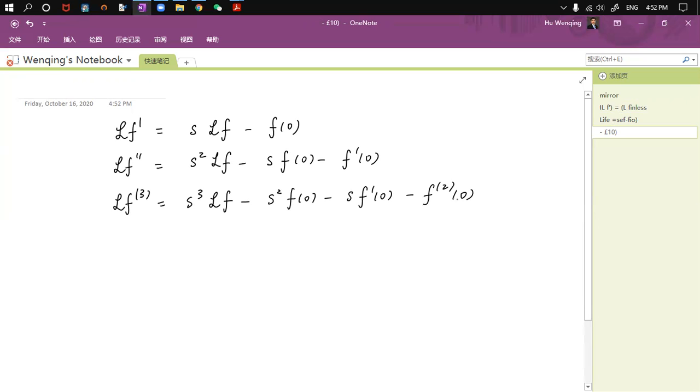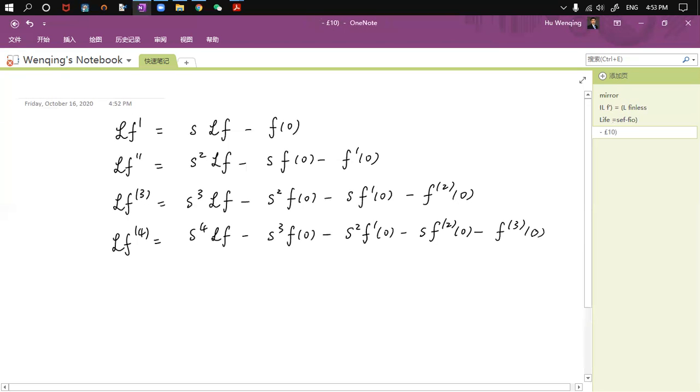So it is easy that you can just guess. What is the Laplace transform of the fourth derivative? It's just s to the power of 4 times the Laplace transform of f, minus s cubed f of 0, minus s squared f prime of 0, minus s times the second derivative of 0, minus the third derivative at point 0. You can just do things in this way, and you can continue. Is that good for everybody? That's how you calculate the Laplace transforms of the derivatives.